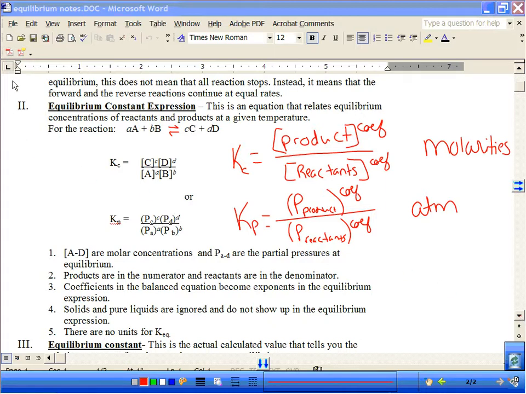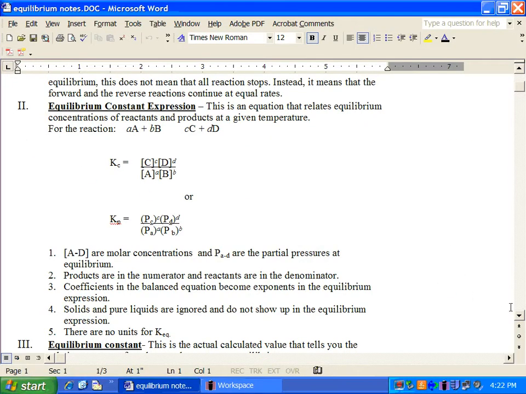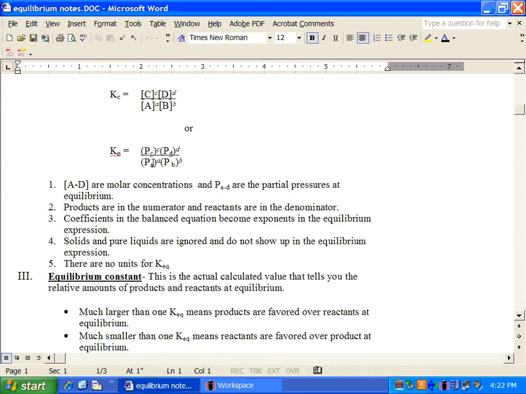I'm going to scroll down here. Every time I scroll, that disappears because I'm in a Word document. So you can read here, it says the brackets with A and D are the molarity concentrations, and the P with the little a and d are the partial pressures at equilibrium, which is when it's going back and forth at equal rate. The products are in the numerator and the reactants are in the denominator. Coefficients in the balance become the exponents in the equilibrium expression.